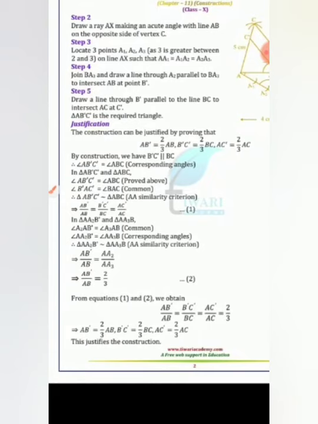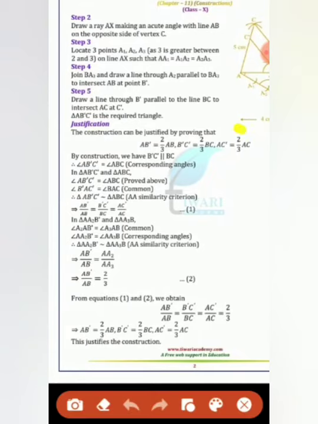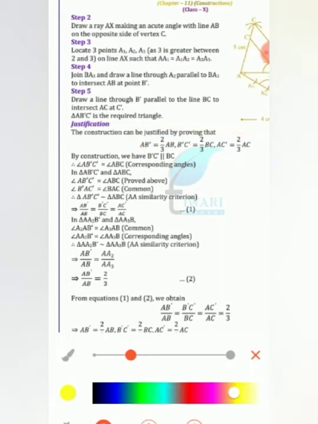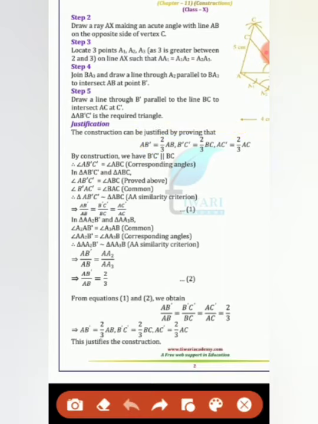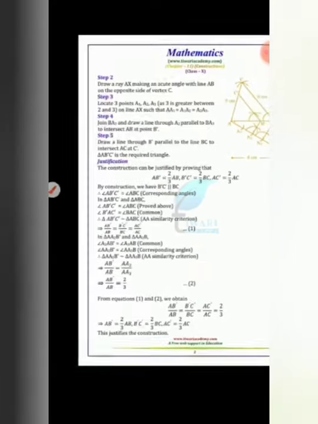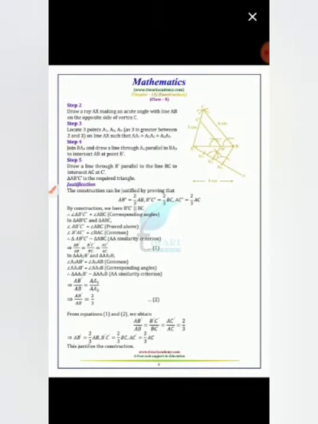If you have proven that AB dash equals 2 by 3 of AB, B dash C dash equals 2 by 3 of BC, and AC dash equals 2 by 3 of AC, then you have proven this construction. Okay, so this is proven here by equation 1 and 2. You see, it's very simple. If you didn't understand from here, then you can ask me. I've shown you how to draw the figure, right, by the way. Okay, thank you.